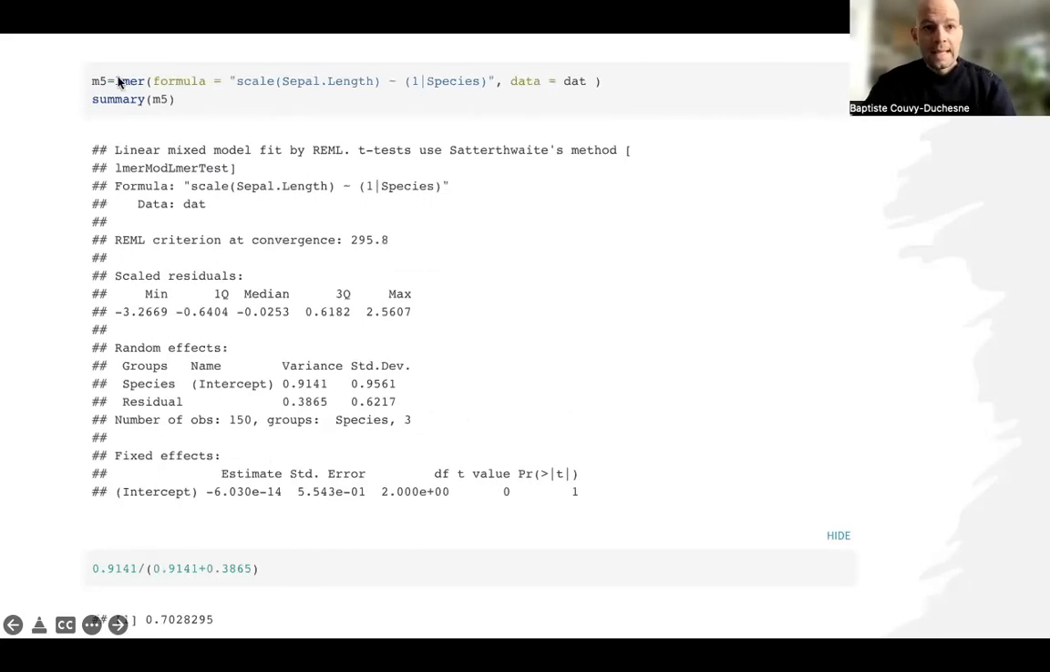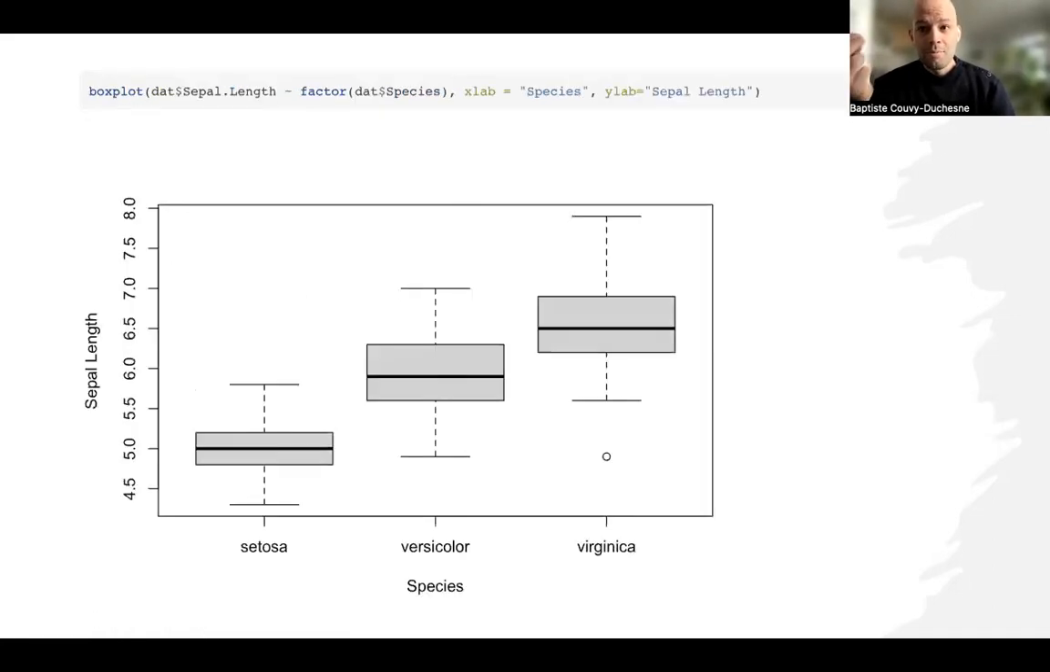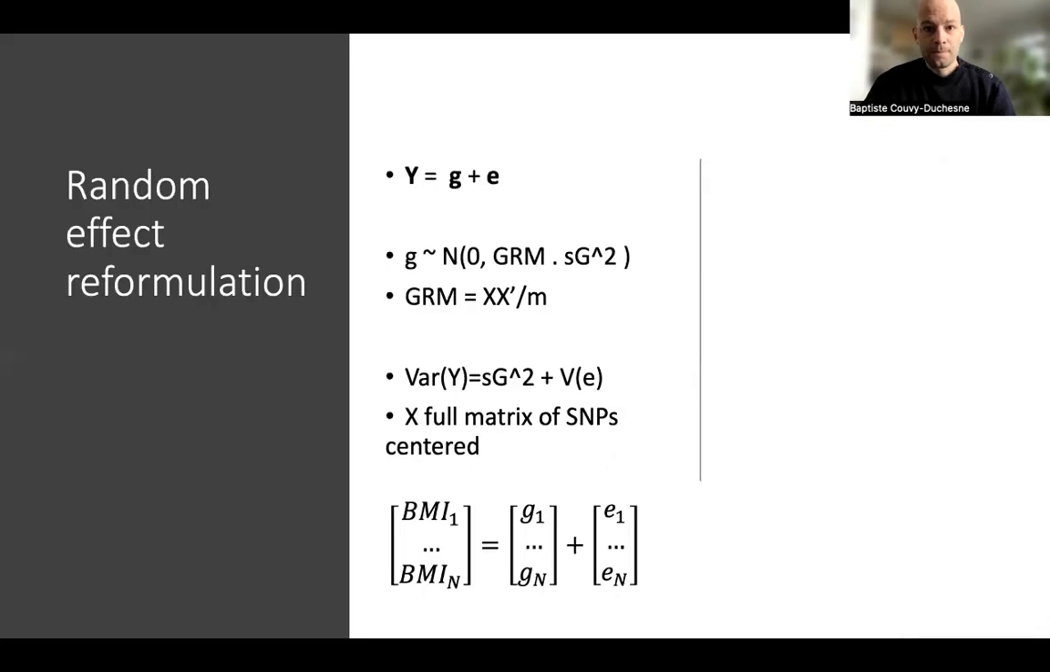Now, using the lmer function in the lme4 package, we can fit species also as a random effect. So we don't find species anymore in the fixed effects section, but we do find it in the random effects group, where we can also calculate the proportion of variance, which here is 0.70. So it's slightly different than what we get, but mind you, we're trying to approximate or estimate a normal distribution from 3 values, which is not necessarily going to be very easy. And also, as you can see here, these three species differ quite widely in terms of sepal length and the distribution around the mean.